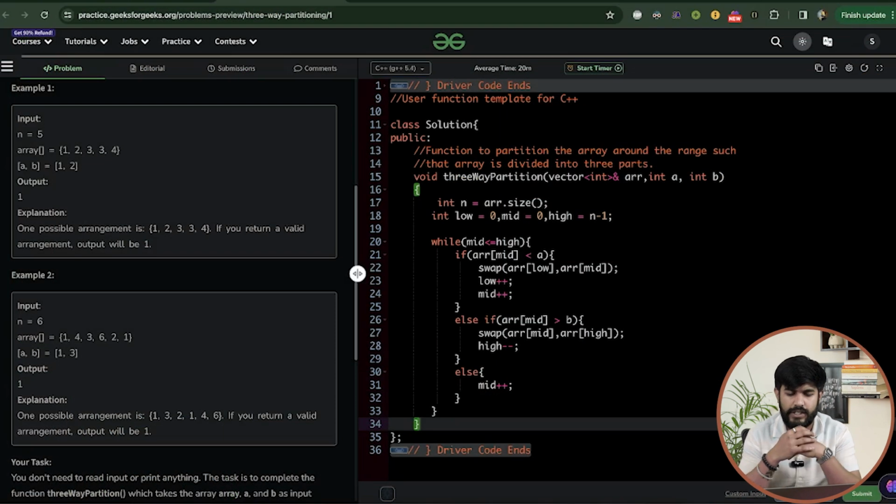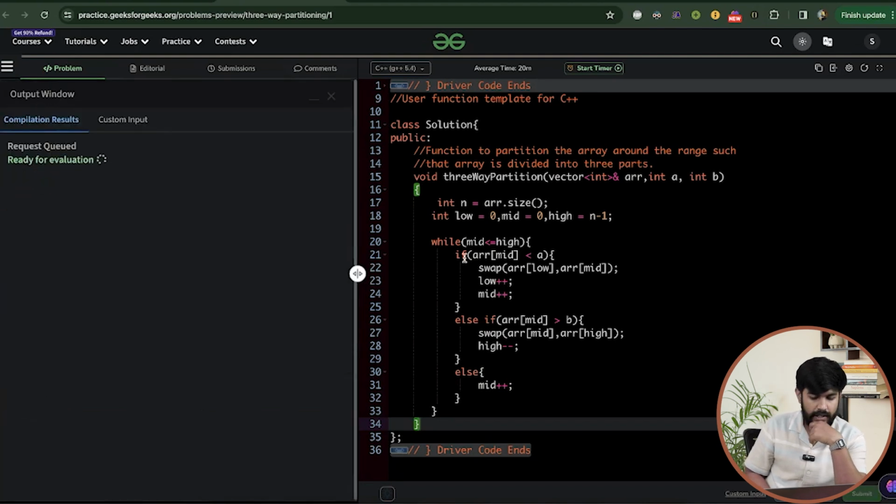Now let us see if this is working or not. Now let us try to submit this and see. And yes, this is working.